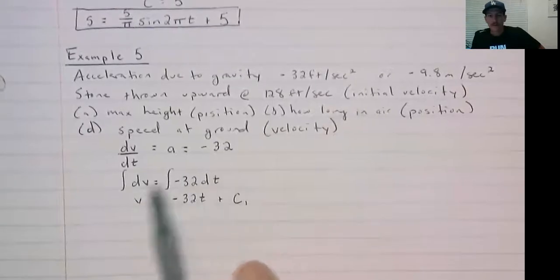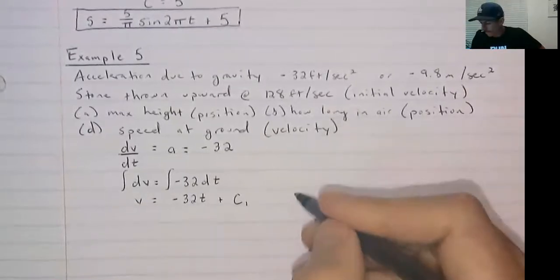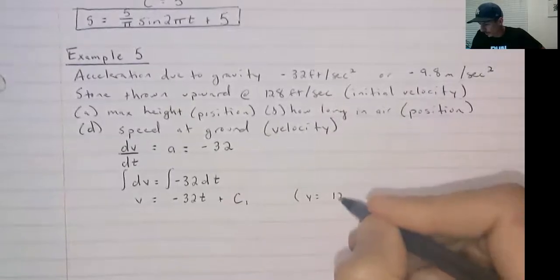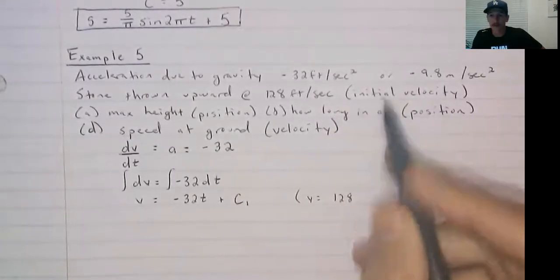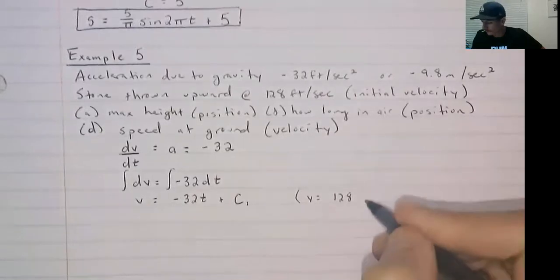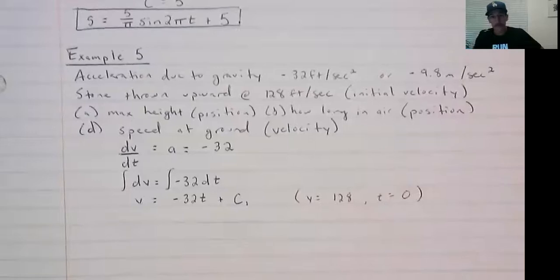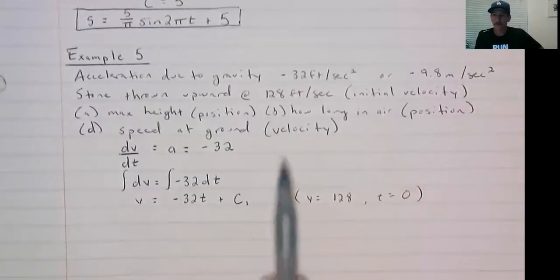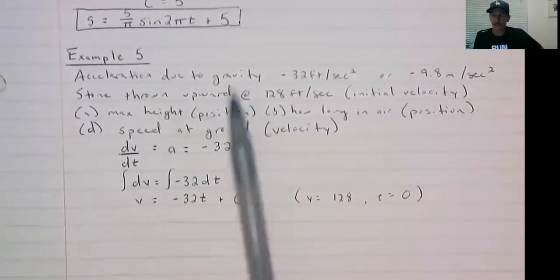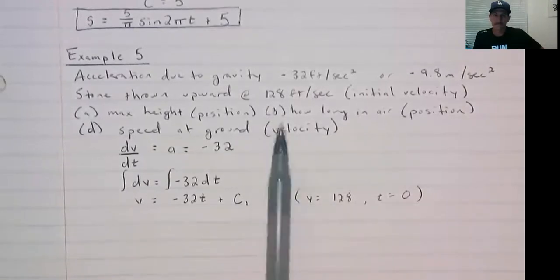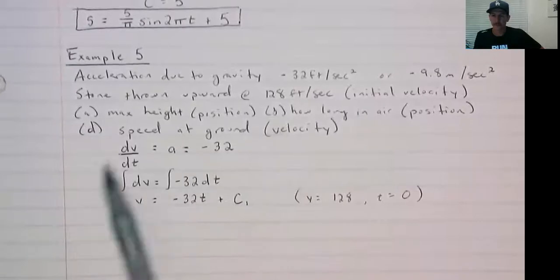Well, we know what the initial velocity is. They told us that it was thrown upward at a velocity of 128 feet per second at time equals 0. So this is sort of a branch off from the abstract example, the non-stone example we did, I think example 2.